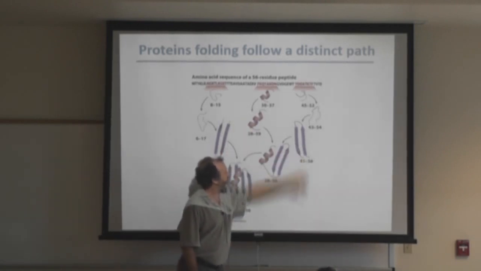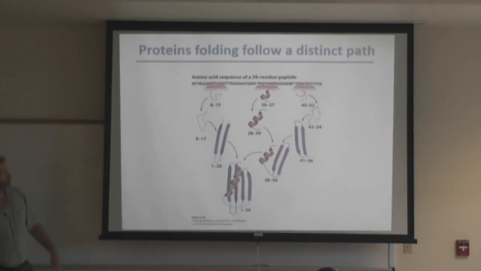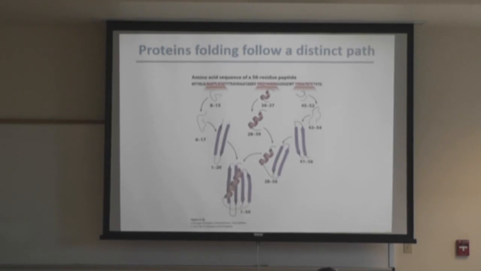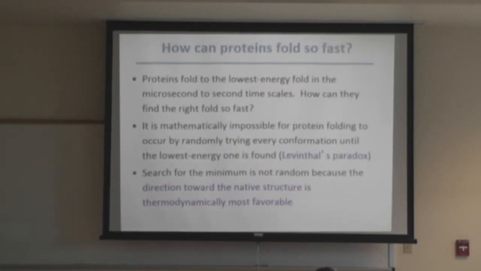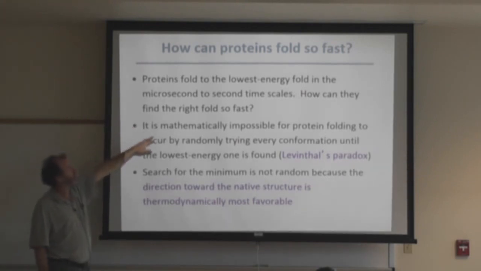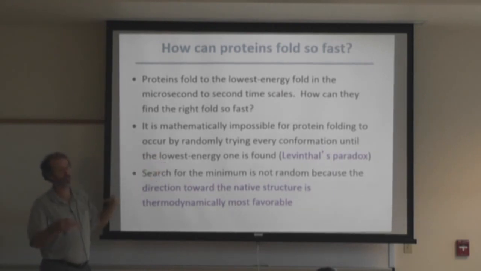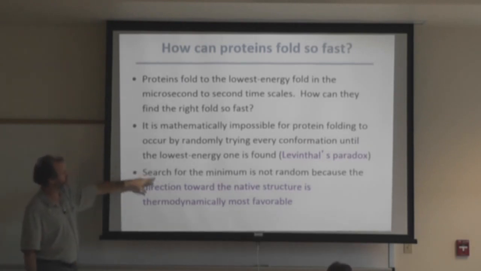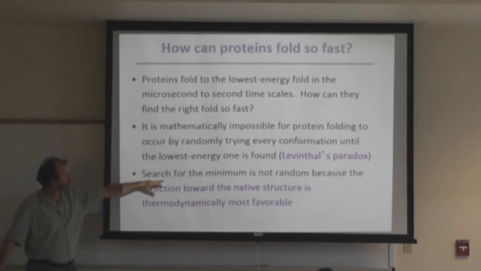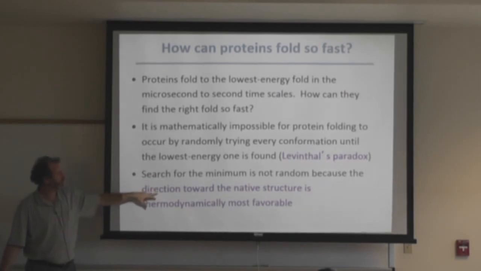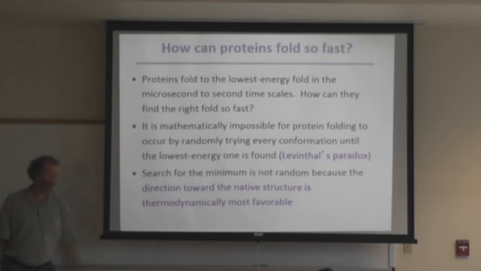Same thing with the beta sheet structures as they come together, and eventually they'll fall down to the lowest energy state, and that's typically going to be that folded protein. So proteins fold to the lowest energy fold in the microsecond to second time scales, and it's mathematically impossible for protein folding to occur by randomly trying every conformation until the lowest energy one is found, right? So they just naturally are going to fall down towards that lowest energy state. And the search for the minimum is not random because direction towards its native state is thermodynamically favored.